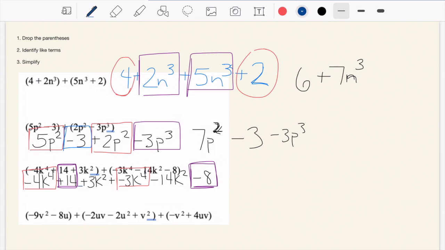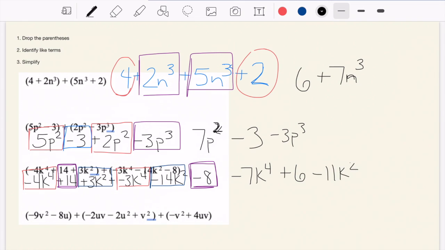And then we have positive 3k squared, and this one is negative 14k squared. All right, so let's go through all of them. Negative 4k to the 4th and negative 3k to the fourth. Negative 4 and negative 3 becomes negative 7k to the fourth. Then we have negative 14 minus 8, which would give us positive 6. And then we have 3k squared and negative 14k squared, which would give us negative 11k squared.